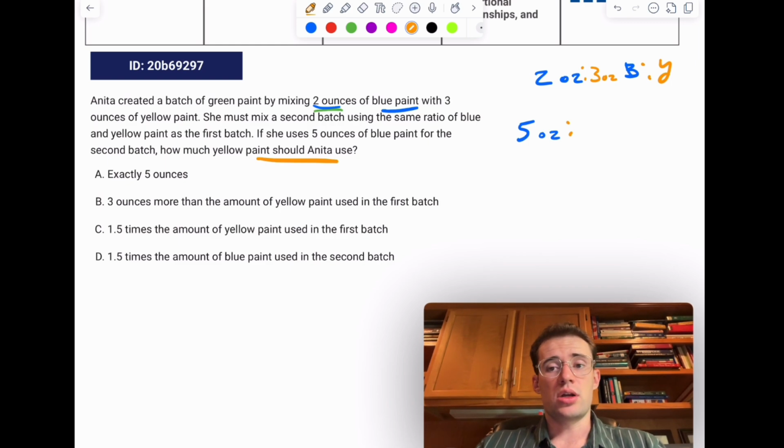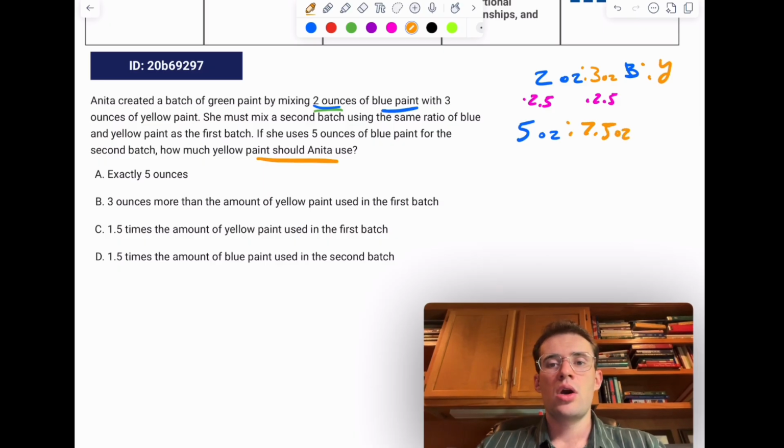So a couple ways you could do it. You could ask, what do you have to multiply 2 by to get 5, and then multiply 3 by that same thing, which would be, I guess, 2.5, right? So it'd be times 2.5, and this is also times 2.5. 3 times 2.5: 3 times 2 is 6, times 0.5 is 1.5, so that would give us 7.5 ounces.